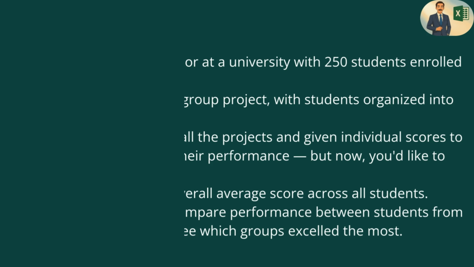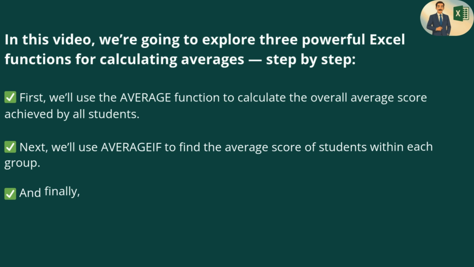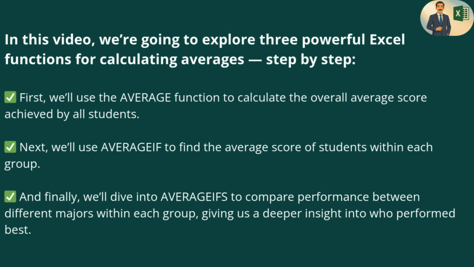In this video, we are going to explore three powerful Excel functions for calculating averages step by step. First, we will use the AVERAGE function to calculate the overall average score achieved by all students. Next, we will use AVERAGEIF to find the average score of students within each group. And finally, we will dive into AVERAGEIFS to compare performance between different majors within each group, giving a deeper insight into who performed best.